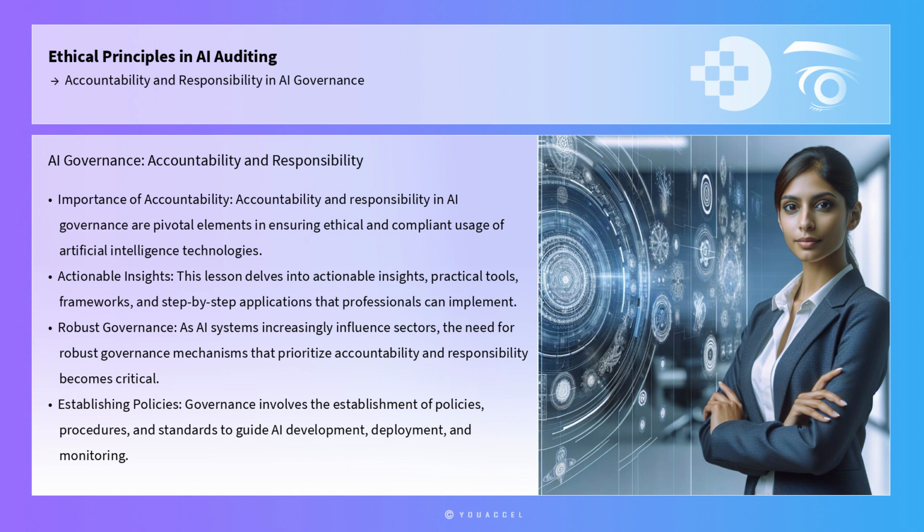address real-world challenges effectively. As AI systems increasingly influence various sectors, the need for robust governance mechanisms that prioritize accountability and responsibility becomes critical. Governance involves the establishment of policies, procedures, and standards to guide AI development, deployment, and monitoring. By embedding accountability and responsibility into these mechanisms, organizations can mitigate risks, enhance transparency, and build trust with stakeholders.